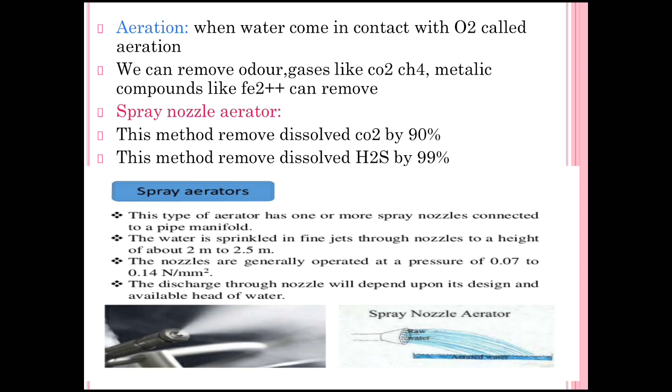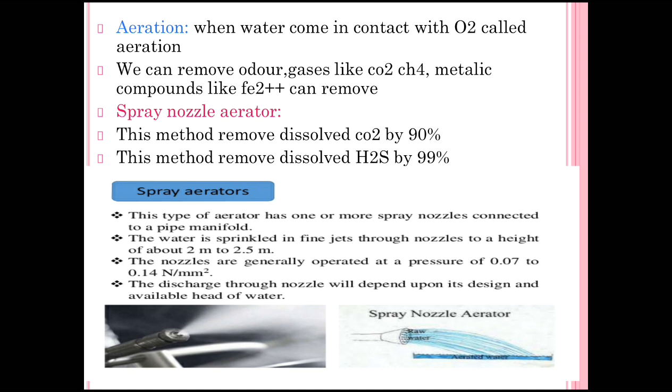Now aeration is again subdivided into some types of aerators. The first one is the spray nozzle aerator. We can see in the diagram the spray nozzle aerator, which sprays the water in air. This method removes dissolved carbon dioxide by 90% and hydrogen sulfide by 99% present in the water. This type of aerator has one or more spray nozzles connected to a pipe manifold.